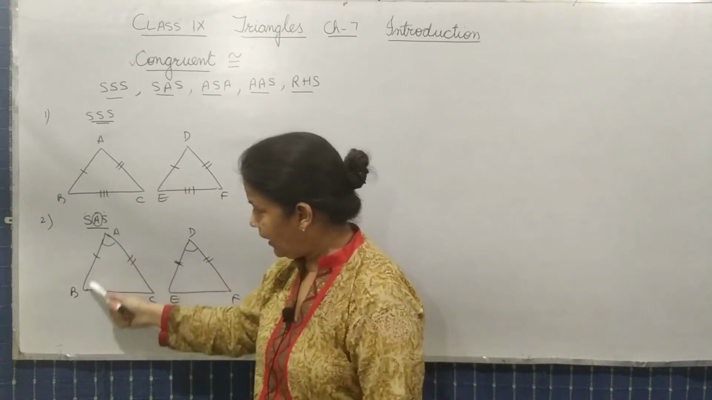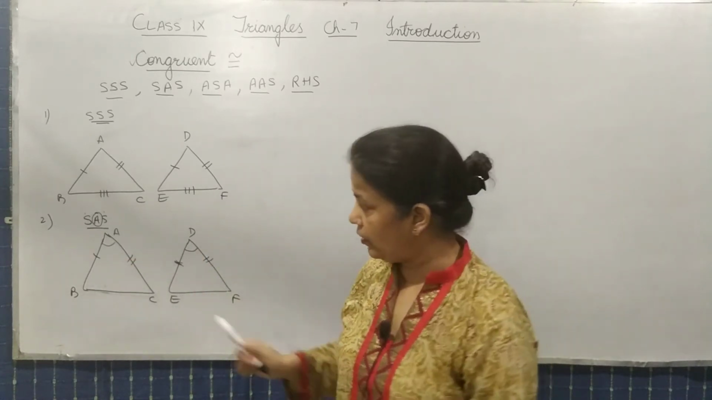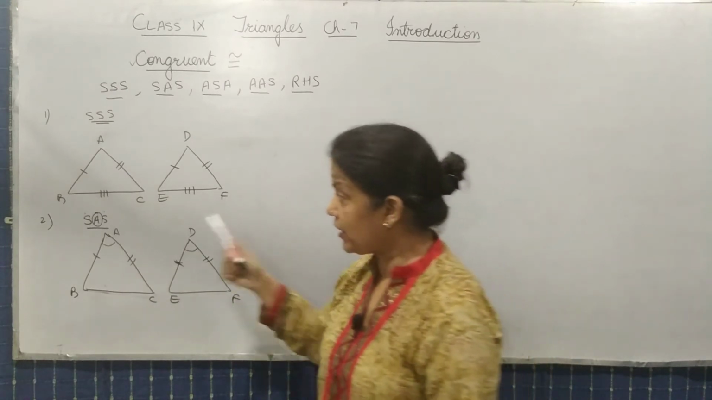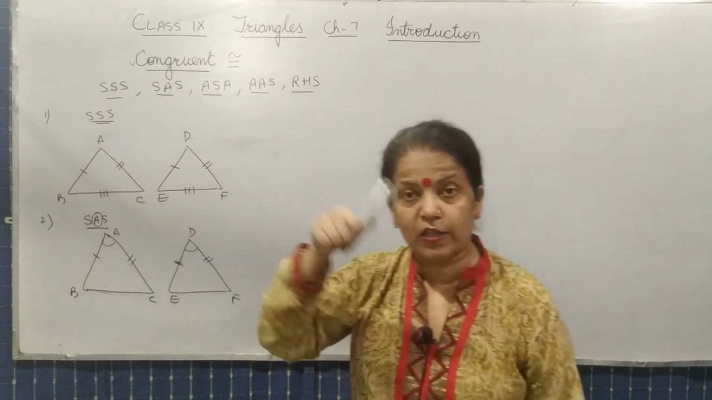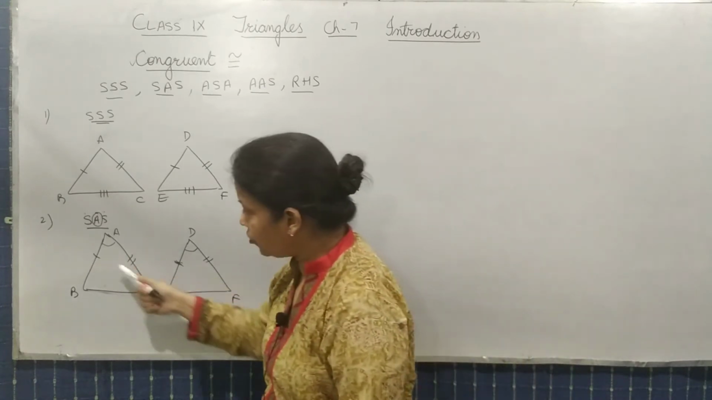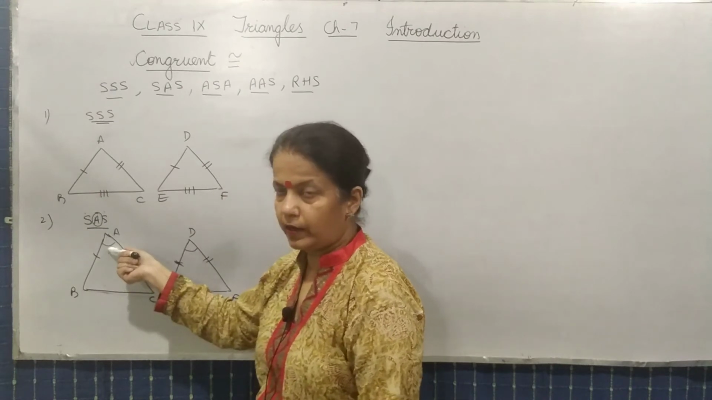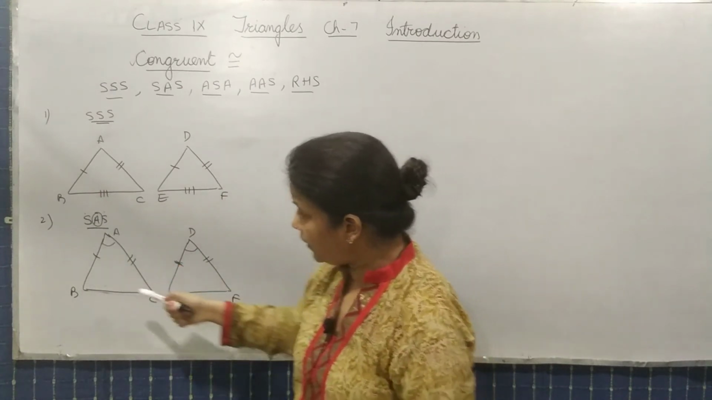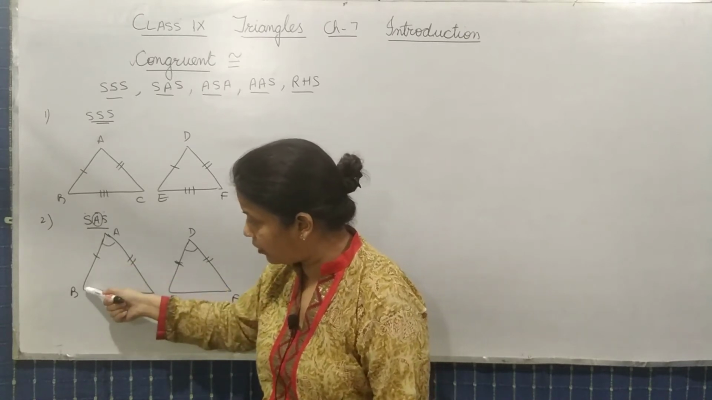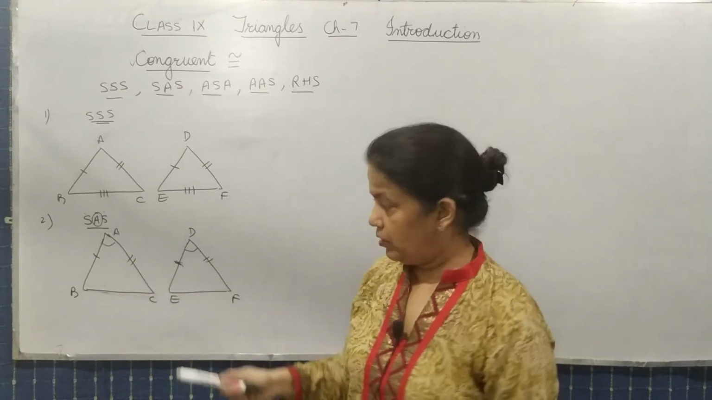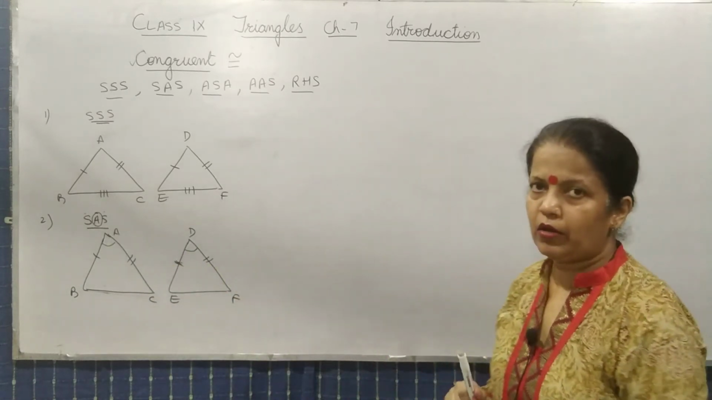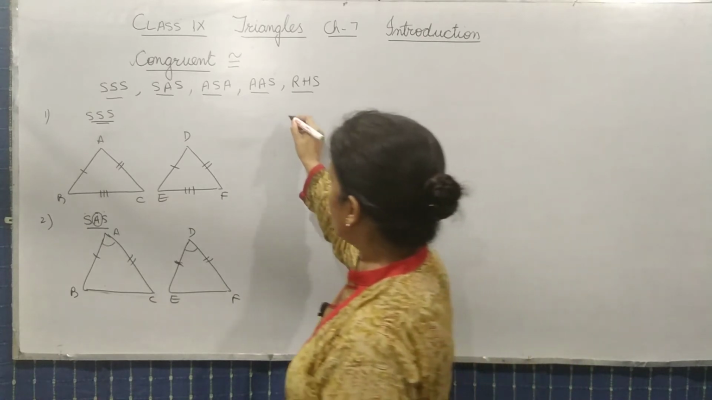Look, AB equals DE, we have taken it, AC equals DF, and SAS is there, so A is in between. The angle that is coming in between these two sides, that is the included angle. If we talk about these two sides, the included angle will be B. So by SAS the triangles will be congruent. Come to the third one.